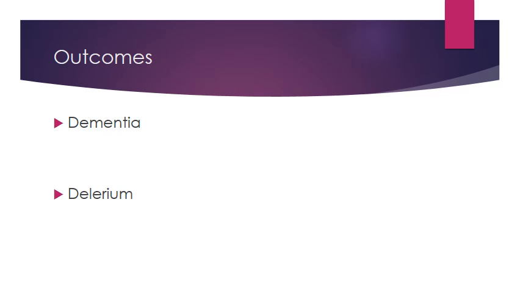So, outcomes. I have on your lecture outline the main things we need to be concerned about here. First of all, with dementia, the outcome here is that we want to maintain optimal cognitive function, and then also to support the family.